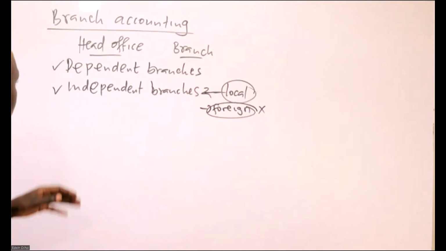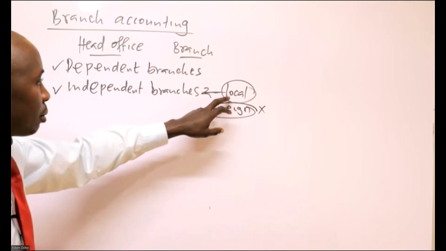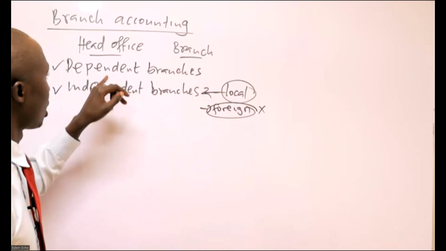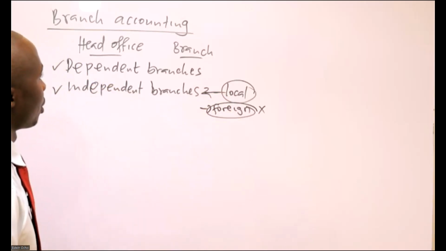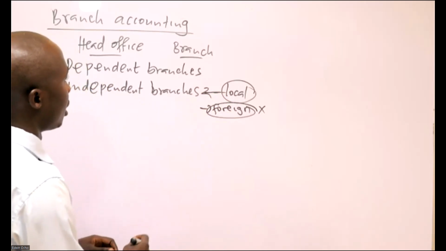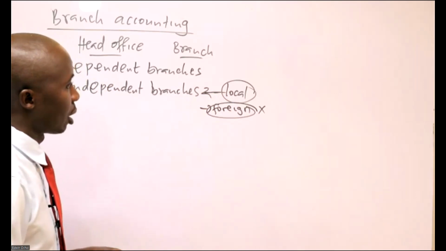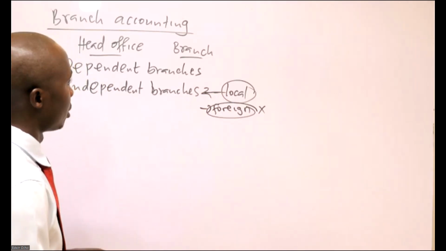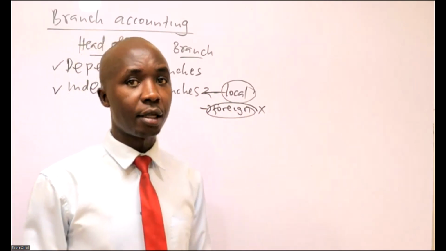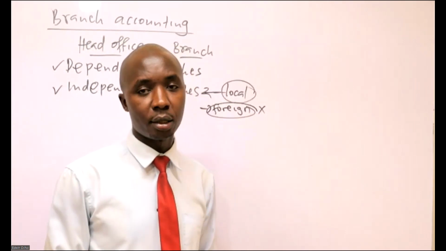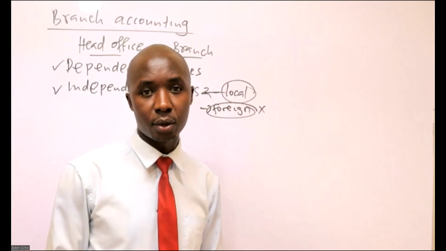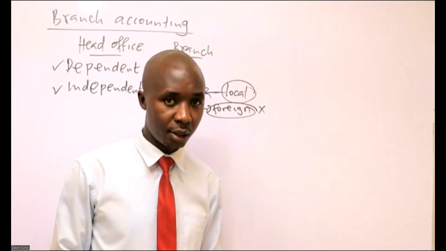So for today, I would like to look at the local independent branches, because those are the ones which have a lot of work to be done. Later, we will look at the dependent branches. Local independent branches are where the head office and the branch are in the same geographical location. For example, if the head office is in Nairobi, the branch might be in Nakuru or Mombasa, all in the same country.